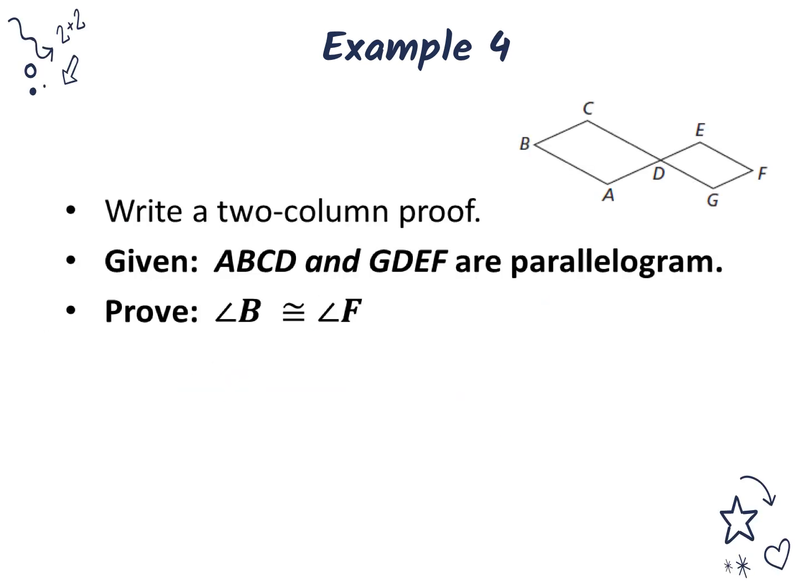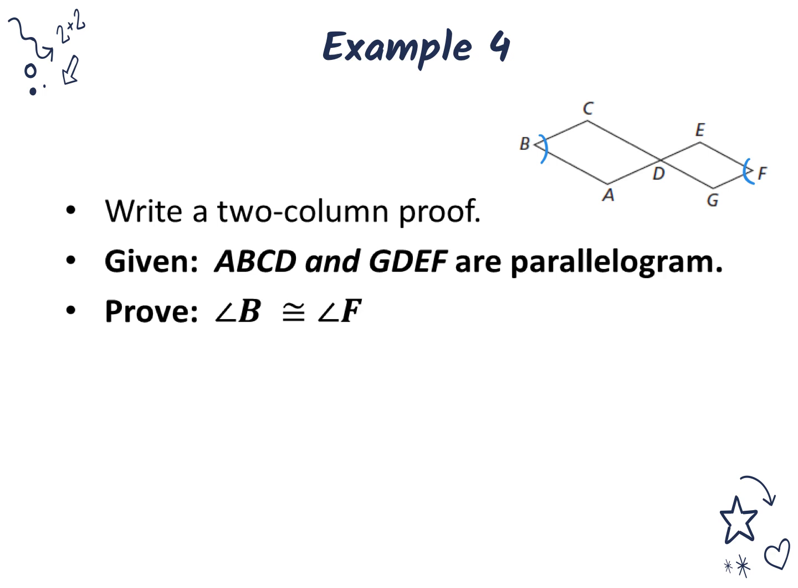All right, guys. So for example 4, they want us to write a 2-column proof. Given ABCD and GDEF are parallelograms, they want us to prove that angle B and angle F are congruent. So let's think about it. B and F are these two angles, right? So we want to prove those are congruent.